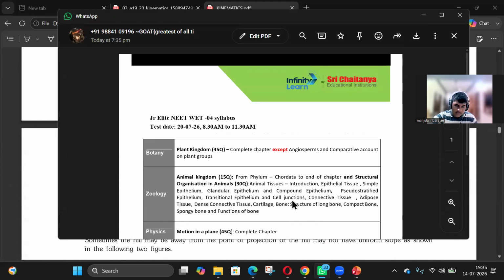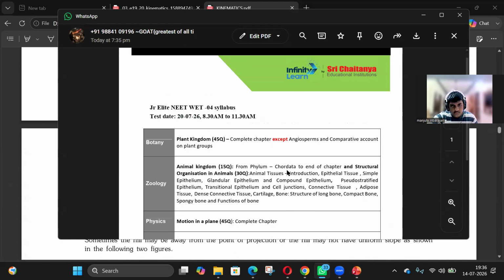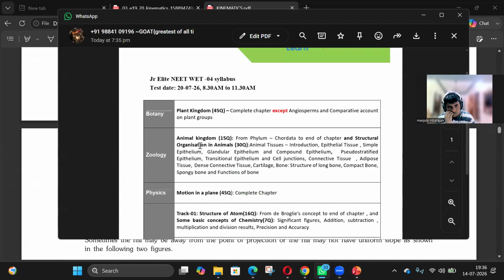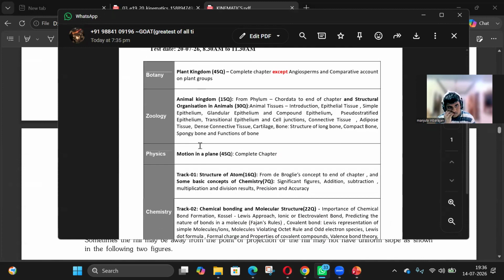So this is different, for Weekly it is 4 27 only. Okay, you did send the question paper, fine. Physics, most in a plane, complete chapter we have. Okay. So straight line motion is done then, previous test. Yeah.